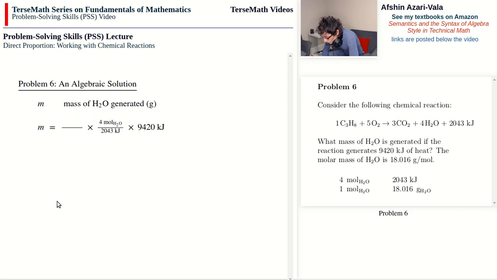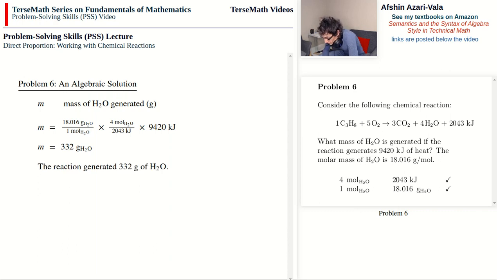Once we have the amount of H2O, then we use the other relationship to convert to grams of H2O. And so we put down 1 mole of H2O, 18.016 grams of H2O. And we check off the next relationship, and now we have M equals 332 grams of H2O. So the reaction generated 332 grams of H2O. The logic, starting with kilojoules, we can use the reaction right away, and that relates it to moles of H2O. Once we have moles of H2O, we can use the molar mass to get grams of H2O.